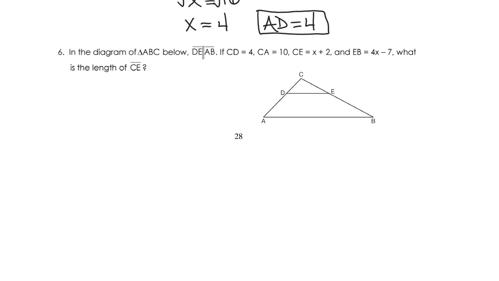It says in the diagram below of triangle ABC, we have DE parallel to AB. CD is 4, CA is 10, CE is x plus 2, and EB is 4x minus 7. So I'm going to go ahead and highlight so I can see what I have that matches. Since I have to solve for x, I'm going to highlight x plus 2. I highlighted that first because I can see that it matches with my 4, and so I already have one fraction good to go.